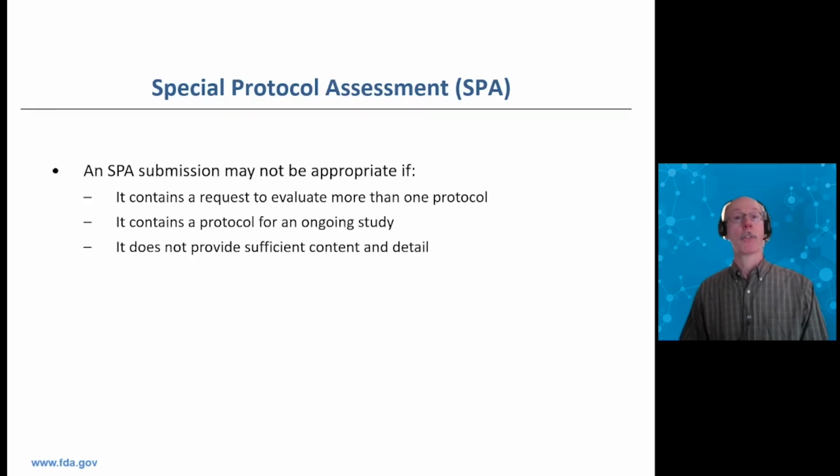The special protocol assessment may not be appropriate if it contains a request to evaluate more than one protocol. We like each protocol to be a separate special protocol assessment. It may not be appropriate if it contains a protocol for an ongoing study. We don't do a protocol assessment for a study that's already been started, or if it does not contain sufficient content and detail. So all that information I just listed, we need to have in the special protocol assessment request, or else we can't do the assessment, and those can be rejected before we even begin to look at them.